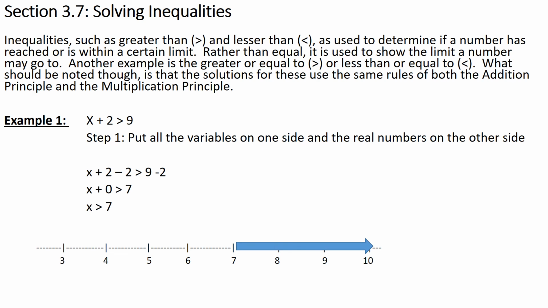x plus 2 is greater than 9. Well, I want to get the x's on one side and the numbers on the other. So I'm going to do minus 2 on this side, and I have to do it to this side. x plus 2 minus 2 is 0, simply left with x. And 9 minus 2 is 7. So x is greater than 7.